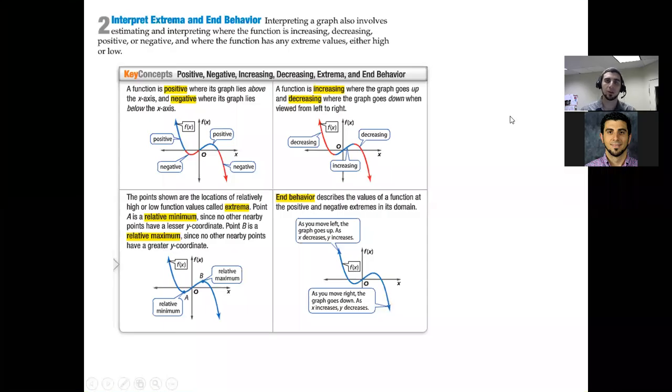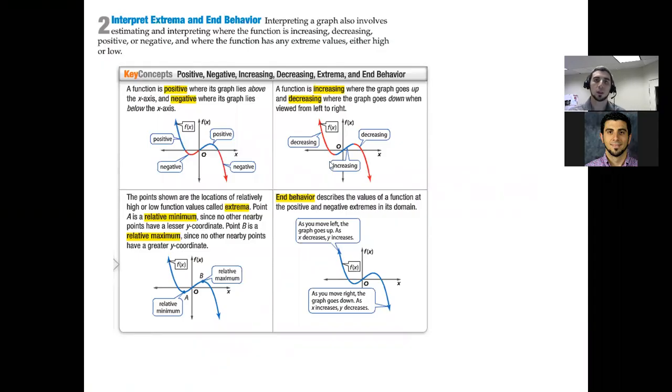All right, we're back with the second installment of these videos, and we're going to talk about interpreting extrema and end behavior. So interpreting a graph also involves estimating and interpreting where the function is increasing, decreasing, that's going up and going down, positive and negative, that's like above the x-axis or below the x-axis, and where the function has any extreme values. That would be either high points or low points, it's peaks or valleys.